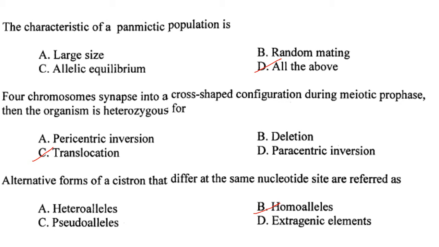Answer is option C. Alternative forms of a cistron that differ at the same nucleotide site are referred to as homoalleles. Answer is option B.